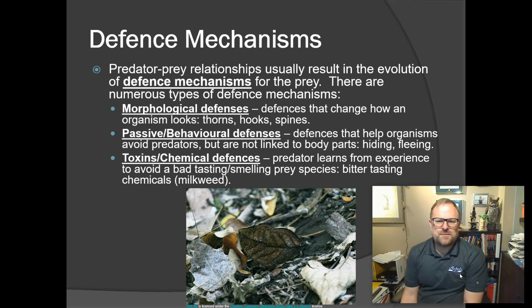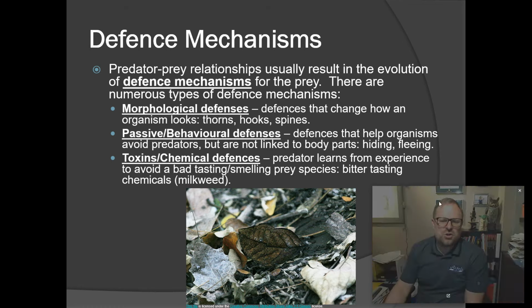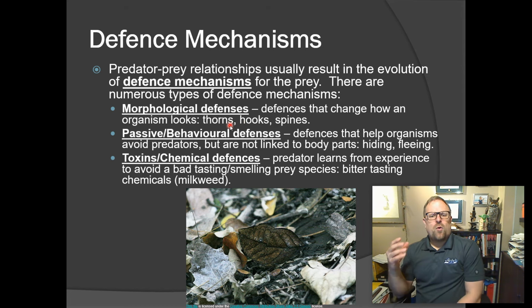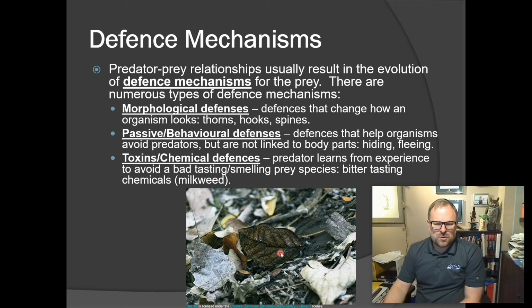And there's lots of different types of defense mechanisms out there. For example, there's morphological defenses. Morphological refers to how an organism looks, its physical appearance, its morphology, if you will. It might evolve thorns or hooks or spines, or the ability to mimic something in nature, like a leaf. This is a butterfly, actually, or a moth, and it's found a way to mimic what looks like a leaf, so it has less chance of being eaten. I think that's incredibly cool.